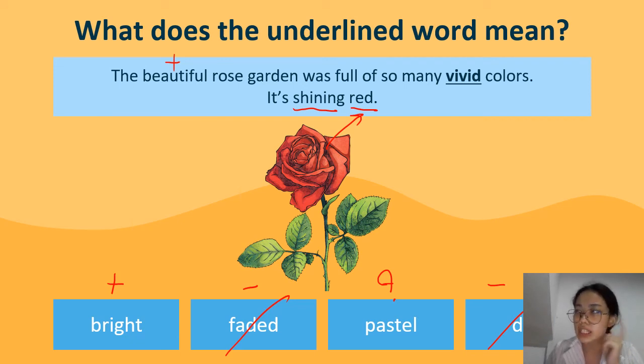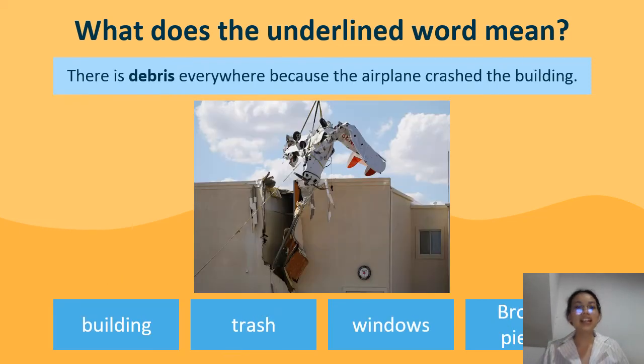Shining. Let's see, if sunshine, is it bright or is it pastel? What do you think? So the correct answer for this one is the word bright. So it has many bright colors. And it's the same meaning as the word vivid. So vivid is a synonym of the word bright. So you can use vivid next time.